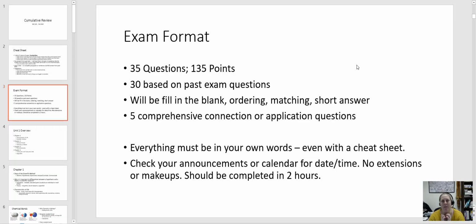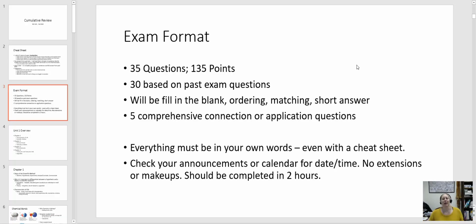You will have 5 comprehensive connection or application questions. So this might be something where I give you a scenario and ask you to explain it in the context of everything you've learned for biology, or it might be a connection question like what we've seen with our connections from the central dogma to evolution. So just be prepared for that.